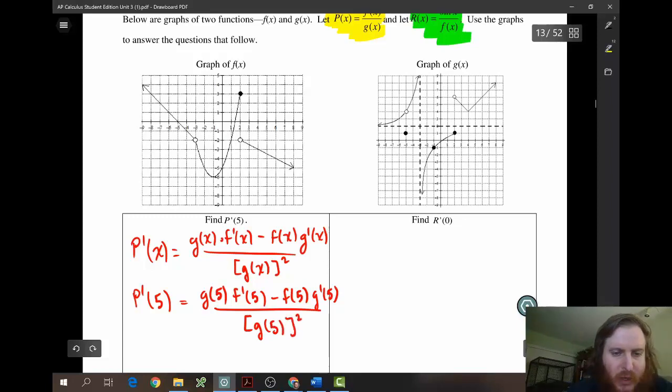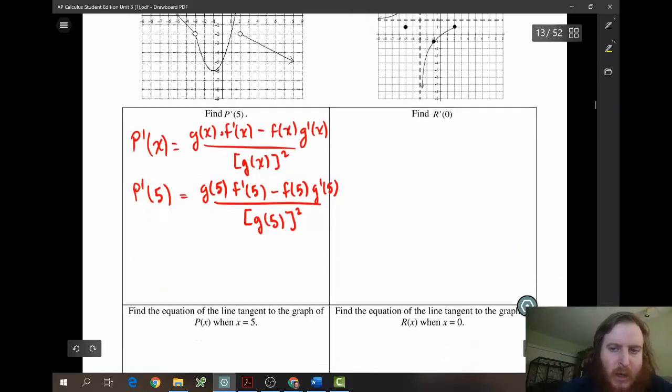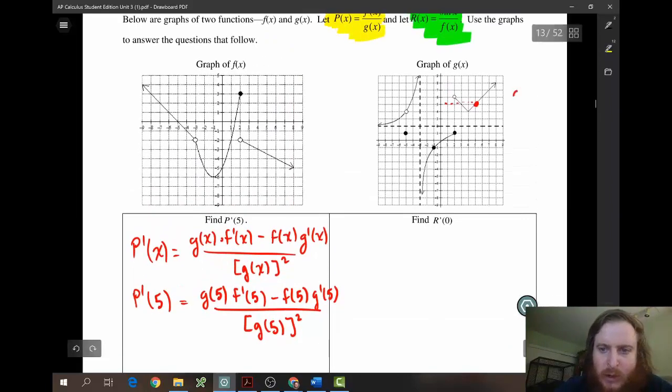So g of 5 is the y value. So at 5, what is our y value at 5? And it may even be helpful, honestly, off on the side, to just write g of 5 equals 5, and to write g prime of 5 equals, now this is part of a line, so we're just going to look at the slope, up 1 over 1, up 1 over 1, up 1 over 1, so the slope is 1.